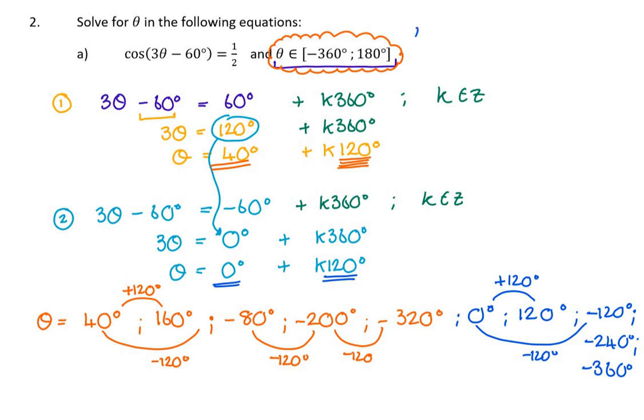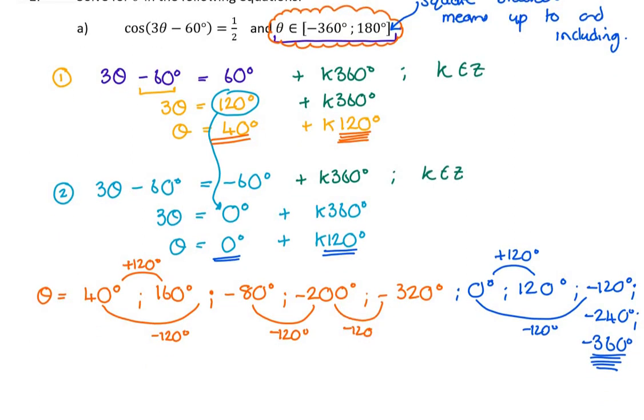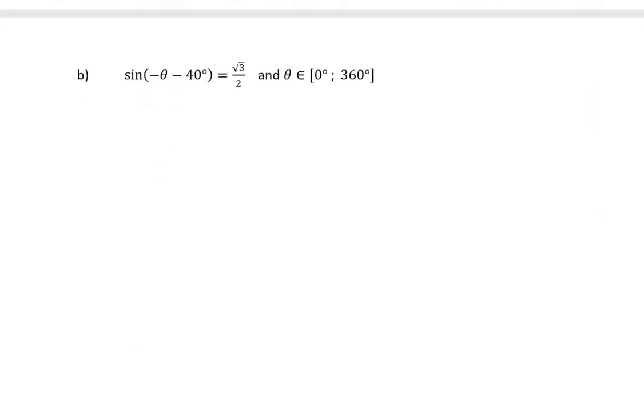Now just to write a note here, the square bracket means up to and including. So you can include this minus 360. This minus 360, which was the last solution, is allowed because a square bracket means up to and including. A round bracket, just out of interest, means up to but not including. Great, so that was a good practice of an equation, and then to specifically take the ones in the given domain. So let's try one more like that.